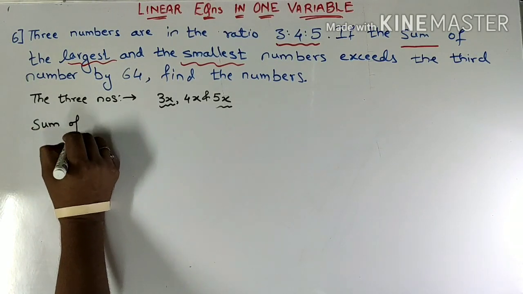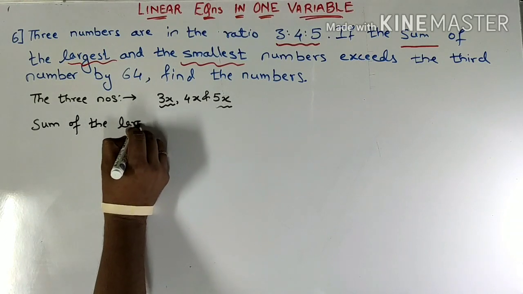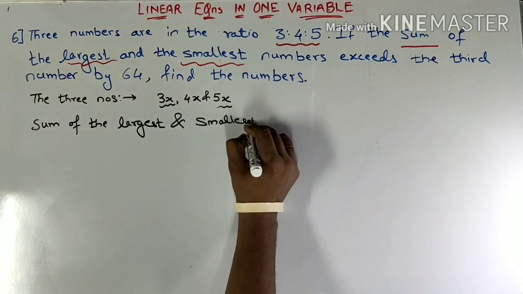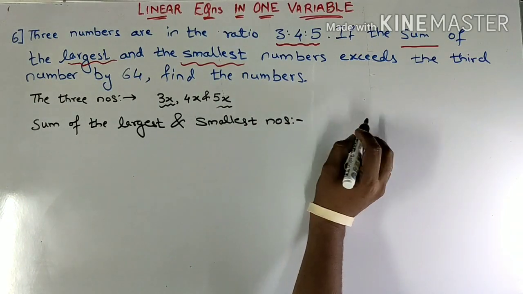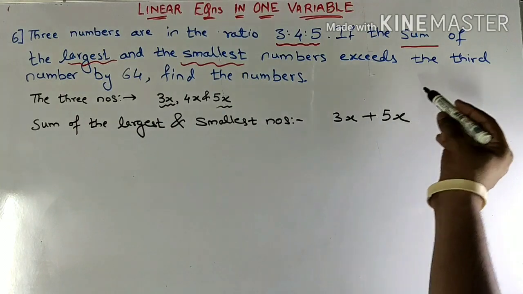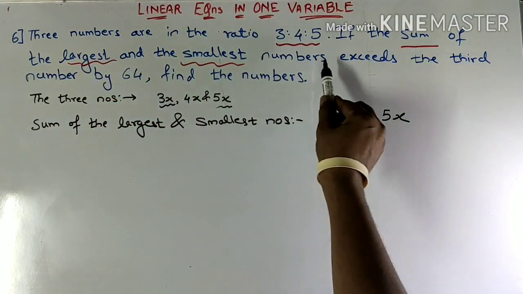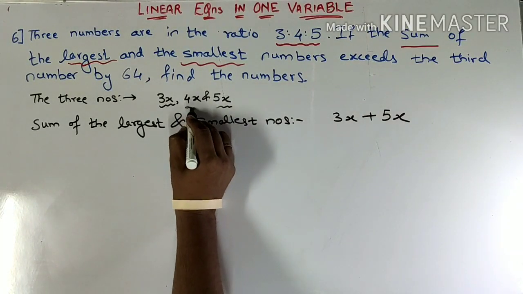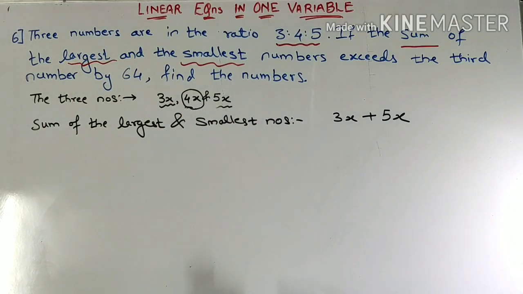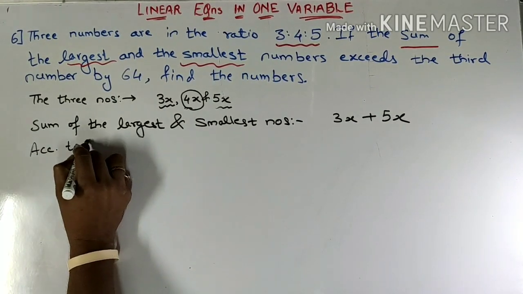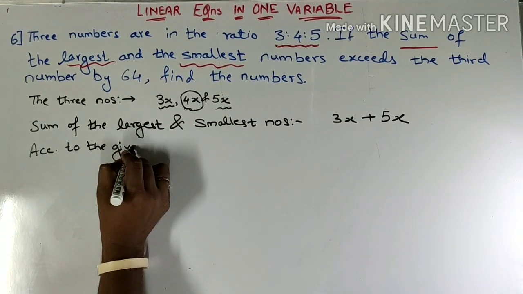So given is, if the sum of the largest and smallest numbers will be 3x plus 5x. So till here we have found the sum of the largest and the smallest numbers, which exceeds the third number by 64. The third number is 4x. So this exceeds the third number by 64 according to the given condition.